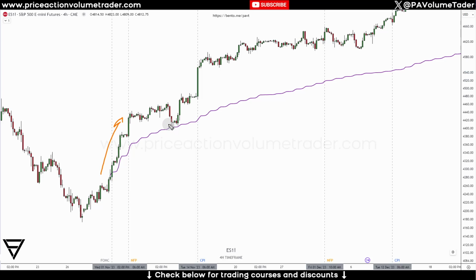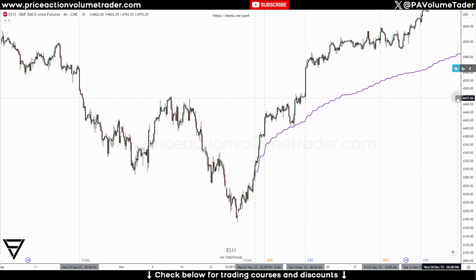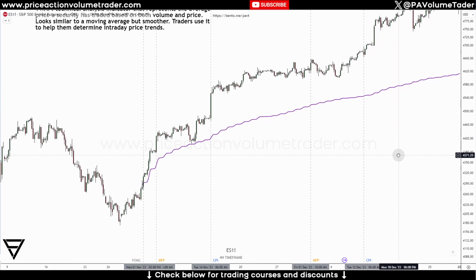Market started pushing up, we came back and we barely missed it, but you can see how here we spent 2 days consolidating right on top of the anchor VWAP, and then we just continued going. So this is a very great tool just to use as a trend following instrument.